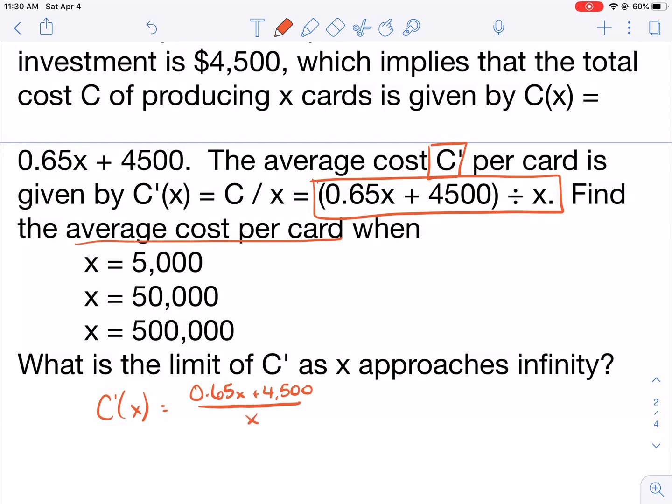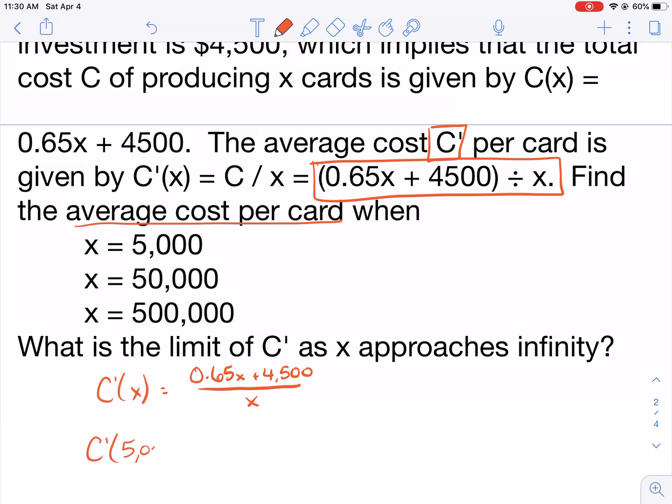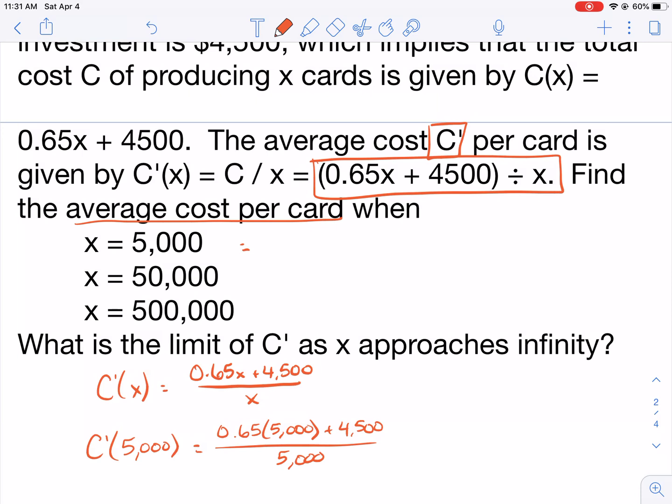So if I want to plug in 5,000, I absolutely can. So that's what you're doing for the first 3. So 0.65 times 5,000 plus 4,500 divided by 5,000. So let me type that in really quick. The numerator is 7,750. I'm dividing by 5,000. I get my average cost per card of $1.55. So let me do the next two. So plugging in 50,000. So numerator, I get 37,000. I'm dividing by 50,000. And I get my average cost per card to be 0.74.